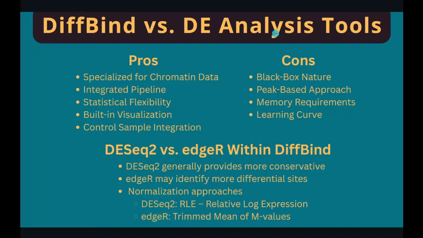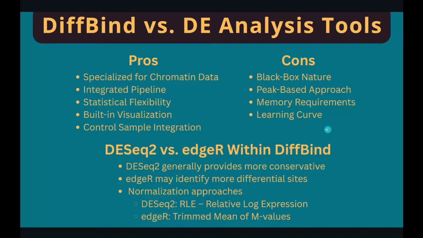Compared to our old method, the pros of DiffBind include specialized for chromatin data, integrated pipeline, statistical flexibility, and built-in visualization. The major disadvantage of DiffBind is probably its black box nature. However, as a biologist, you probably wouldn't care about what's going on in the code.